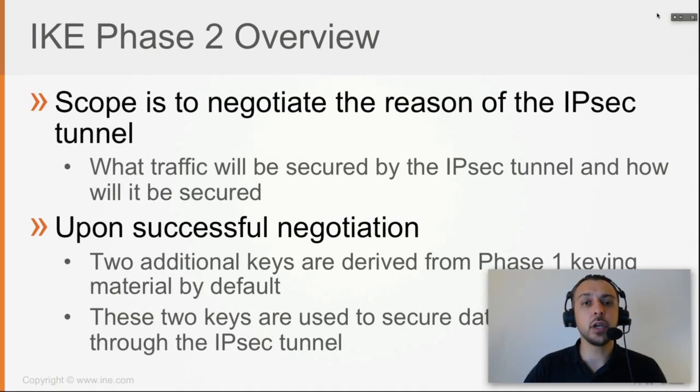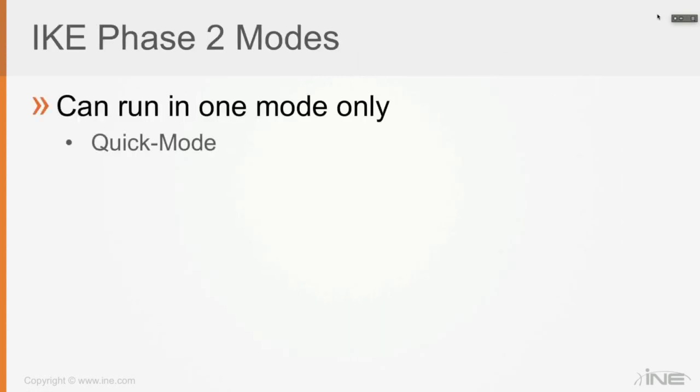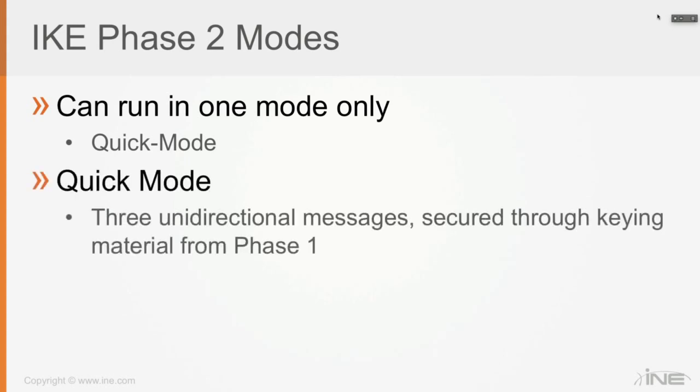So phase 2 negotiation is secured with the keys and algorithms as negotiated in phase 1. And then when phase 2 is successfully negotiated as well, we additionally derive other keys, which we use to actually secure traffic being sent through the IPsec tunnel in the end. Now phase 2 can run only in one mode. It's going to be quick mode, and quick mode is very quick. Basically it's going to be 3 unidirectional messages, and of course all of those messages are secured with the key material from phase 1, because that's the scope of phase 1: to be able to bring up a secure channel so we can securely negotiate phase 2.